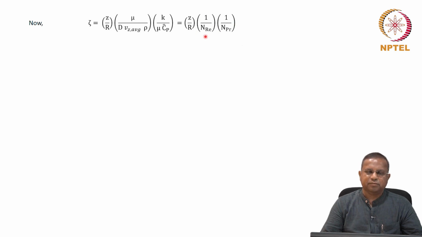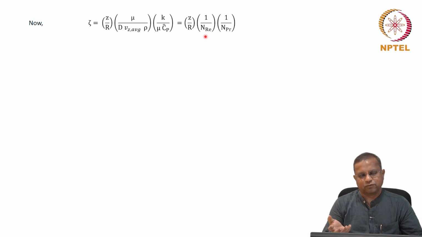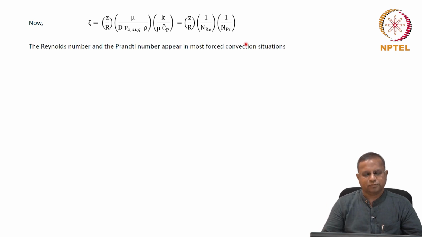For example, Reynolds number, as we saw, was the ratio of inertial forces to viscous forces in a flow, okay, and so on and so forth. The Reynolds number and Prandtl number appear in most of the forced convection situations. It's good to remember this.